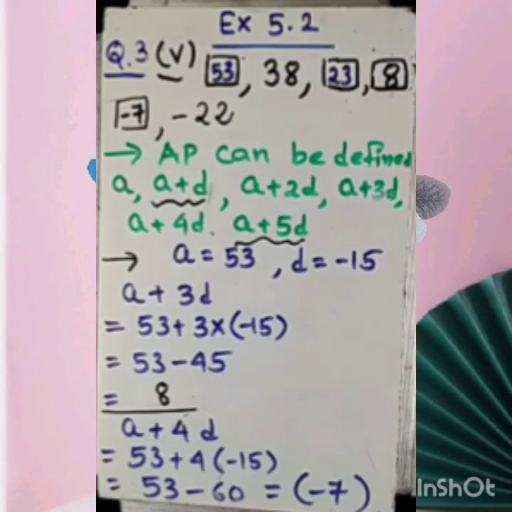Okay. So this is exactly the way to find all the required terms, and for that we require A and D, these two values. Your sum will become easy.